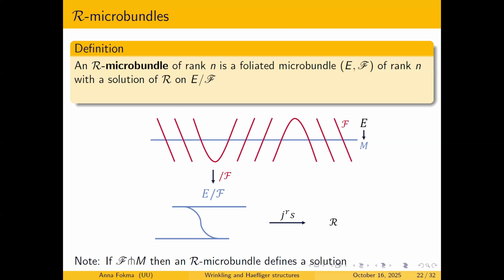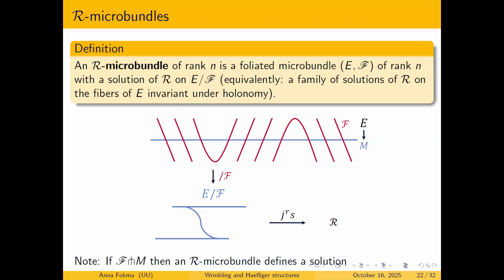However, this is just a moral definition. You cannot really work with this because the leaf space is generally not a manifold, so it's hard to make sense of solutions there. The official definition would be that we require a family of solutions of R on the fibers of E, invariant under holonomy, where this last part just means that if you're on a leaf and you walk along it, the solution doesn't change, meaning that you get exactly what you want, which is a solution on the leaf space.